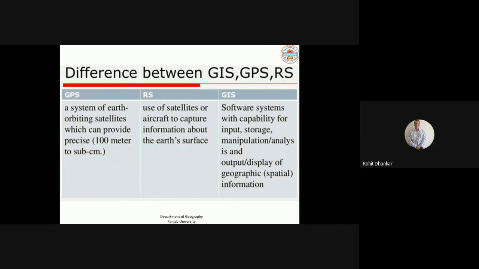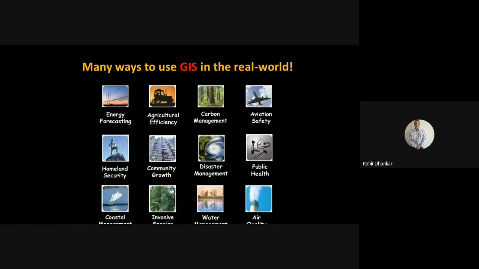Now moving forward, there are many ways in which GIS is used in the real world. So you can see various industries right now on the screen. Right from energy forecasting, let me tell you an example. Currently, for energy forecasting, a company called Torrent Gas is using site suitability analysis to place their gas pumps. So it is using GIS.